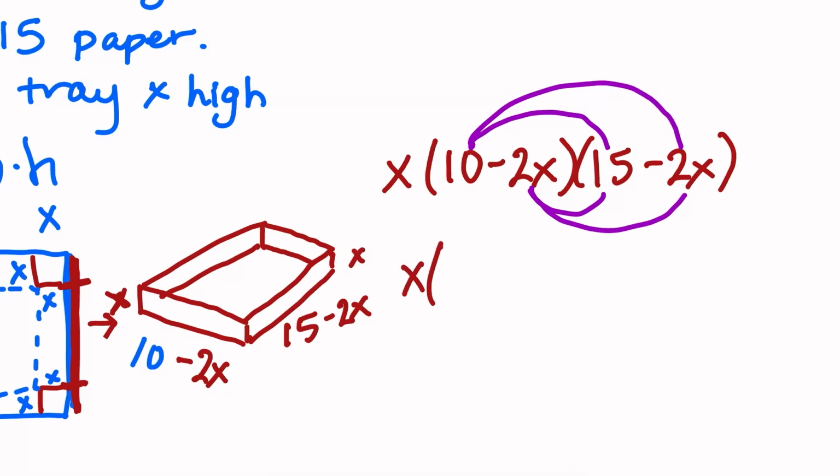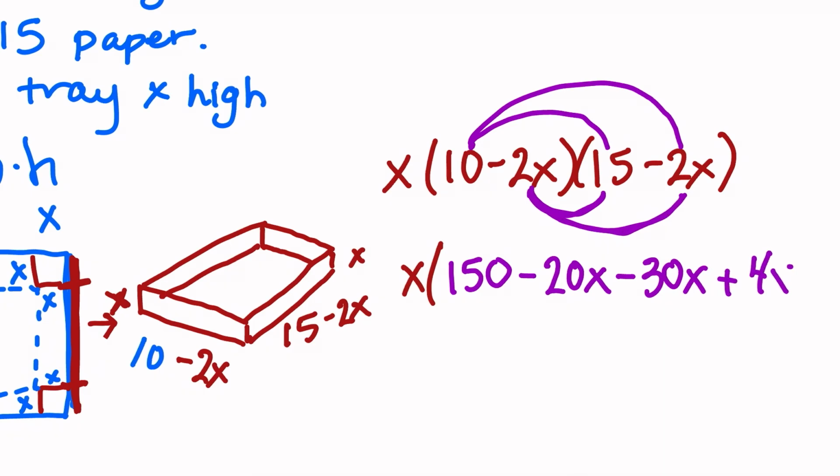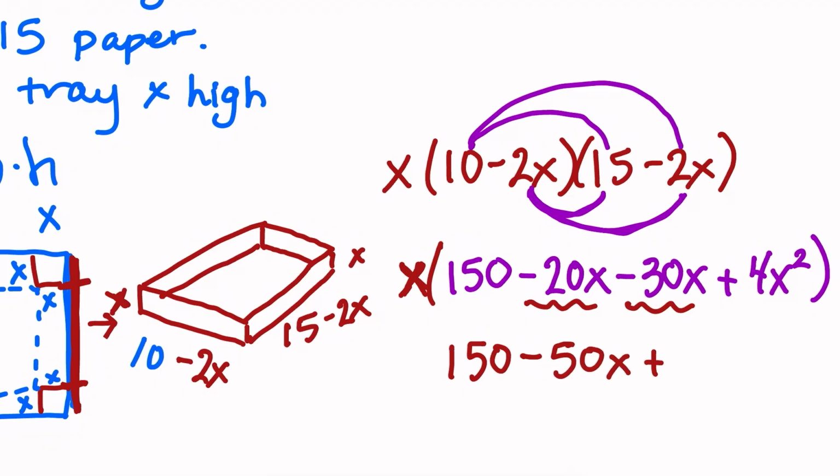Okay, so 10 times 15 is 150. 10 times -2x, -20x. -2x multiplied by 15, -30x. -2x multiplied by -2x, 4x squared. Boom. Now the only thing we have left to do is to multiply the x into all of those. Actually, combine like terms first. So then we'd have 150 minus, so 20 plus 30, they're both negative, so it's -50x. And then plus 4x squared.